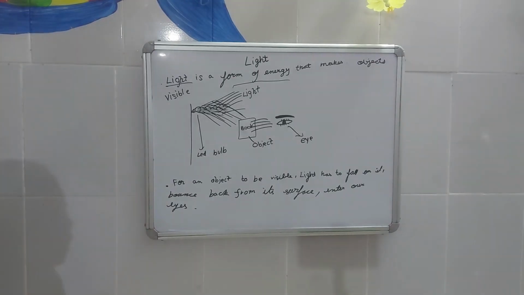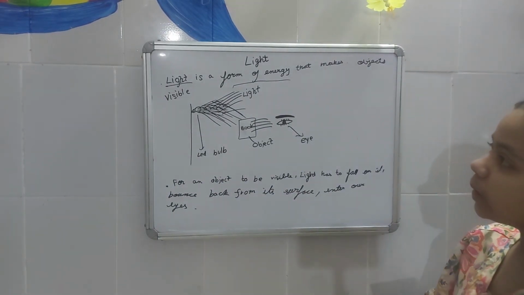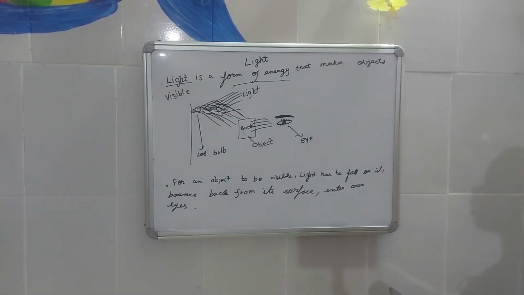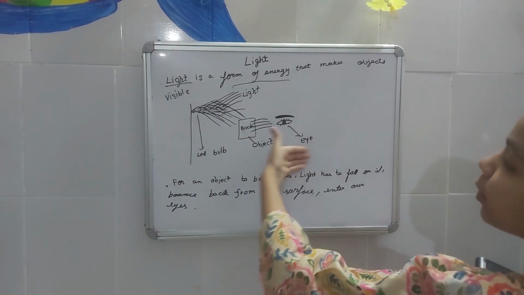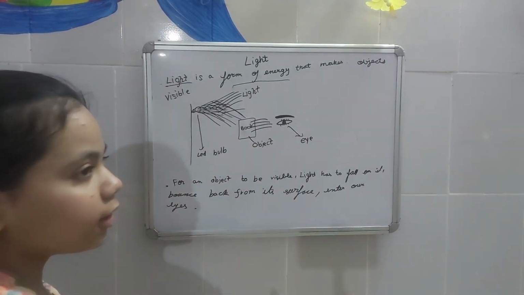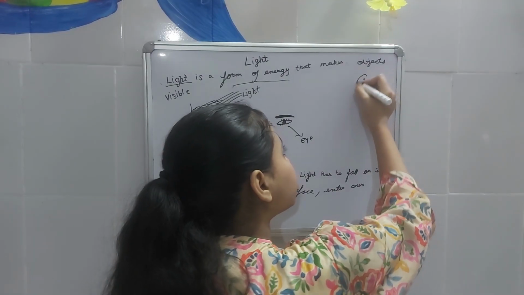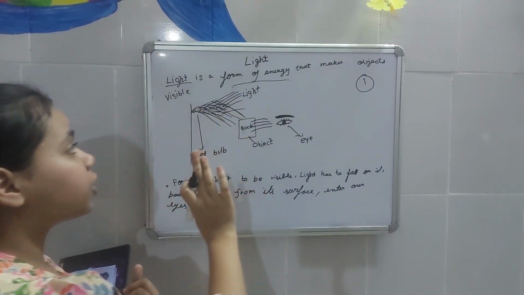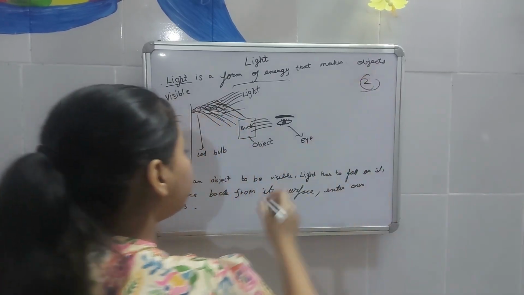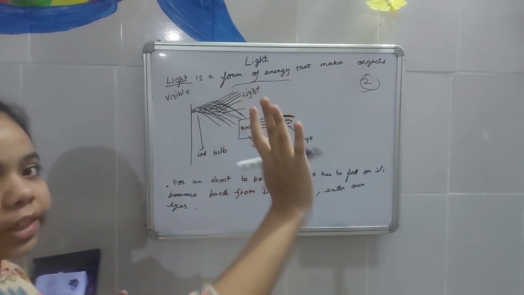So this is the second point. If you want to note down, these 2 points for the definition of light are very important. If you want, you can draw this diagram also, you will get full marks. It depends on the number of marks. If they ask for just 1 mark, then you write this much. If they are asking for 2 marks, then for 2 marks also, if you write this, you will get 2 marks.